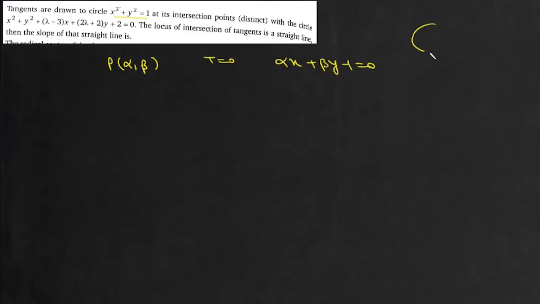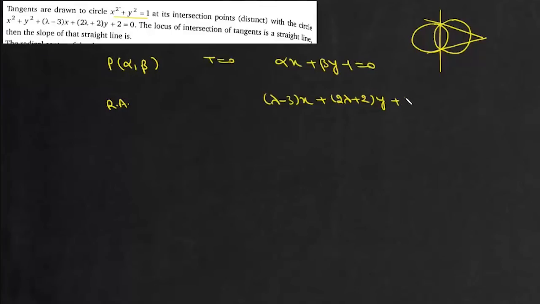Now this chord of contact is actually the common chord between the two circles. So we can write this equation using the radical axis. For the two circles, we subtract the second from the first, and we get this equation as (lambda minus 3)x plus (2 lambda plus 2)y plus 2 plus 1, so plus 3 equals 0.